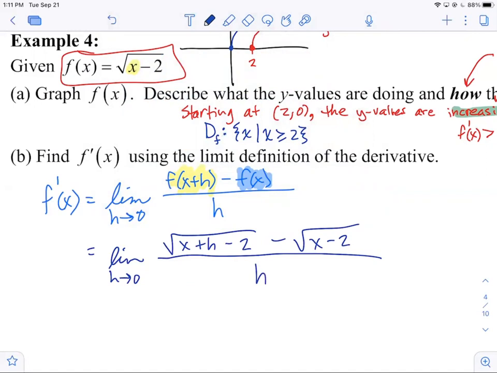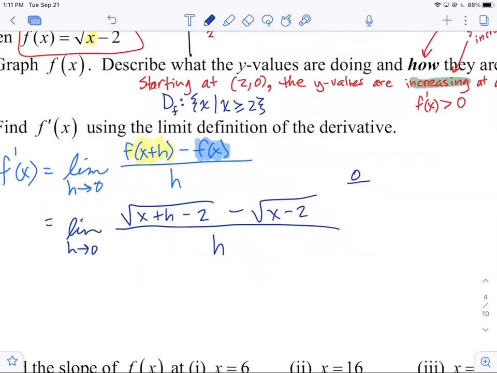Now, if we can evaluate this limit, we will have ourselves a derivative function that will give us the instantaneous rate of change of that graph, or anything that can be modeled by that graph at any singular value of x. Well, let's try direct substitution, right? Never not first. We have a limit. You plug in a 0 for h, you get the square root of x minus 2 minus the square root of x minus 2. That's 0 over 0. So I'm going to put 0 over 0 there.